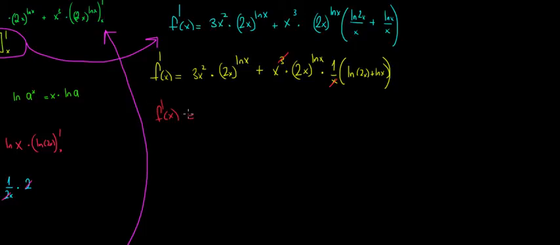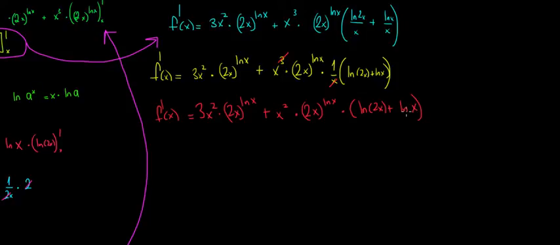F derivative with respect to x is equal to 3x squared times 2x to the power of ln x plus, here we're left with x to the power of 2 because we cancelled 1x out, times 2x to the power ln x times ln of 2x plus ln of x. Okay, let's see how we can keep going over here.